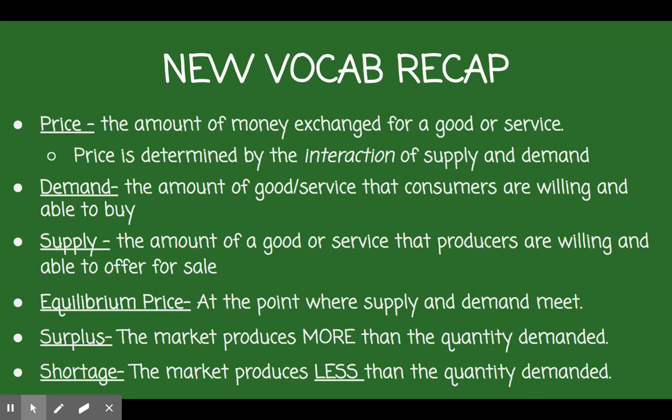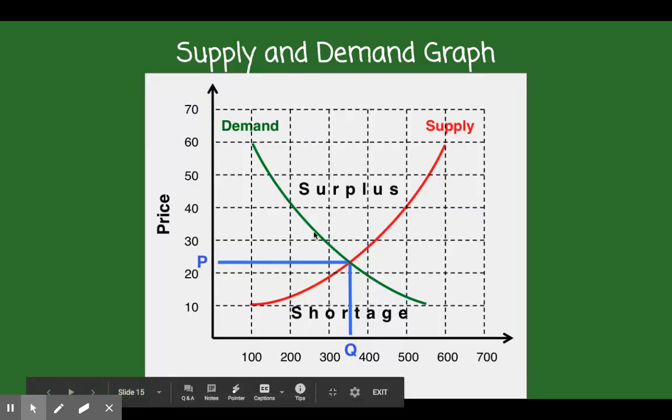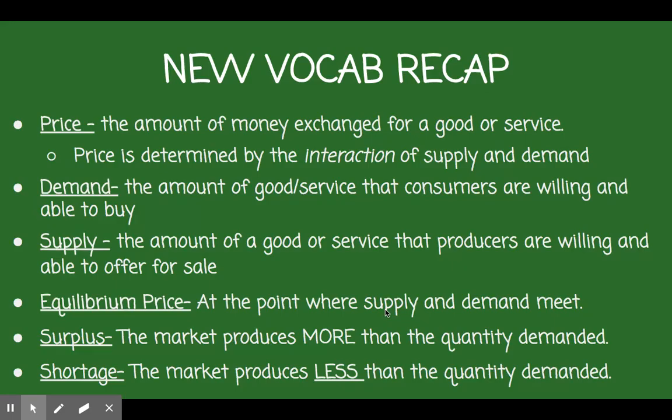Here's all our new vocab from this presentation. First of all, price, the amount of money exchanged for a good or service. Price is determined by the interaction of supply and demand. You need those two lines to intersect in order to find what our happy medium is. Demand is the amount of good or service that consumers are willing and able to buy. So demand is how much we, as people buying the product, are able to buy and how much we want to buy. Supply is for the people who are producing the product.